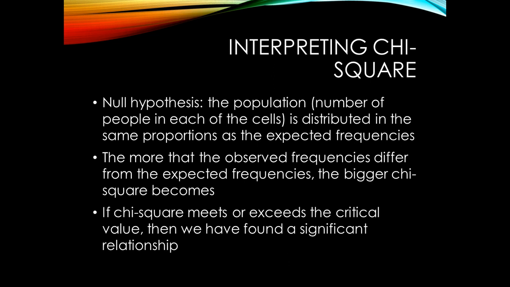So in this case, the null hypothesis will be that the population, that is to say the number of people in each of the cells on your grid, is going to be in the same proportions as expected. So you make a prediction, I expect it to be this, and if the actual figures are exactly what you expected them to be, the null hypothesis is upheld. If the actual figures are quite different from what you expected them to be, then the hypothesis would be upheld.